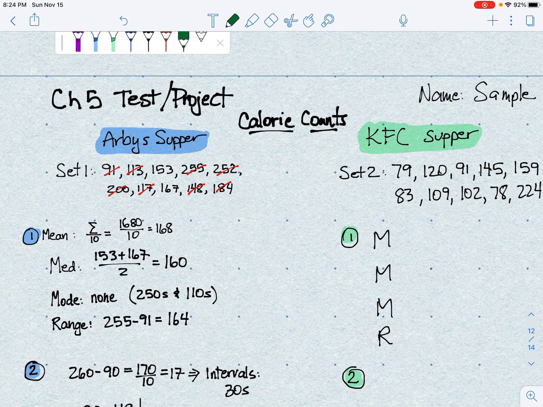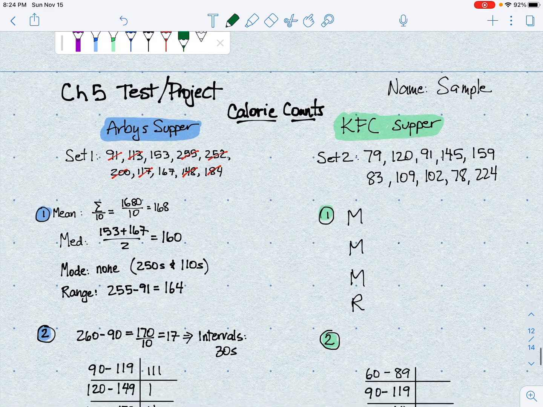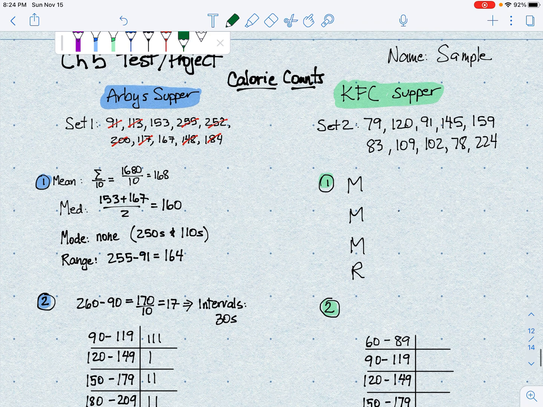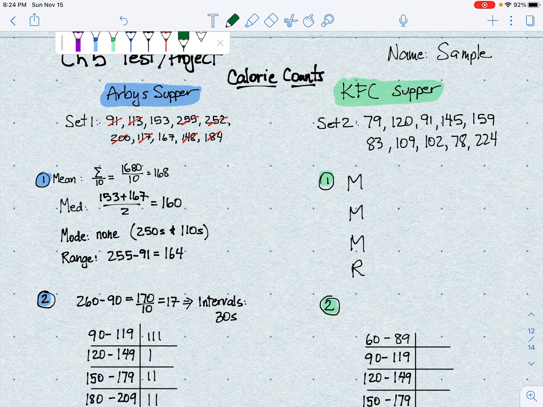Now, I picked 2 sets of numbers. I've already done 1 set. As you can see, it's on the left, Arby's. I kind of made this up. It's not actually Arby's, but I just put that up there for the fun of it. And the right one is KFC. Please make sure you label yours correctly. You can certainly put them side by side or one after the other. I'm doing side by side so that I can look at them when I'm all done and I can compare them.